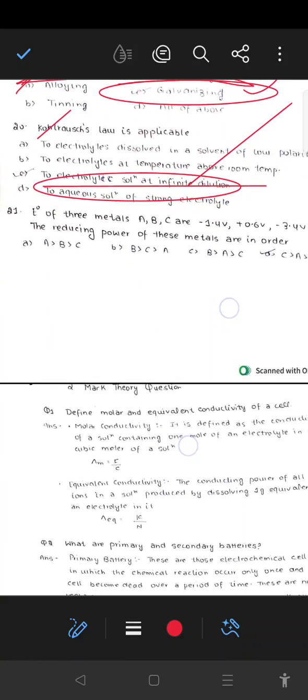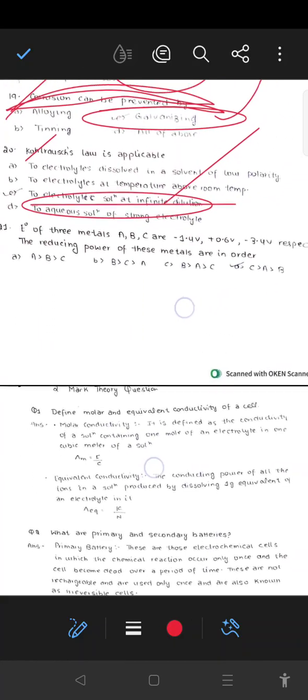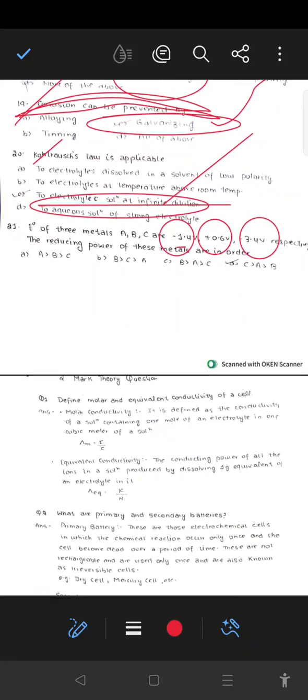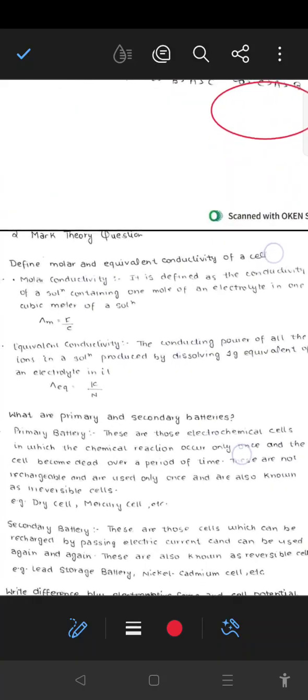Next, the reduction potentials of three metals A, B, C are given as minus 1.4 volt, plus 0.6 volt, and minus 3.4 volt respectively. The reducing power of these metals is in the order: C is greater than A, greater than B. So option D is the right answer.